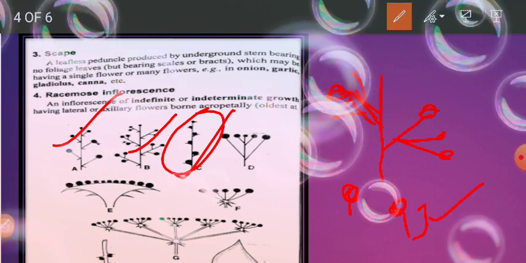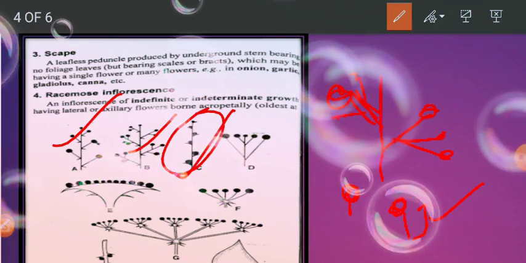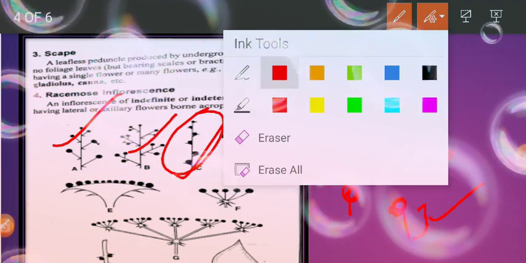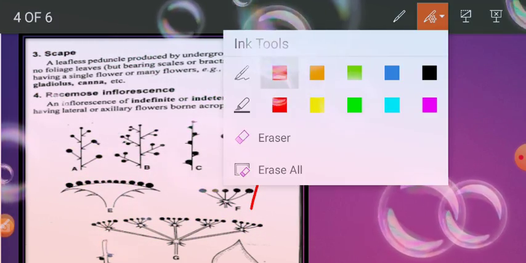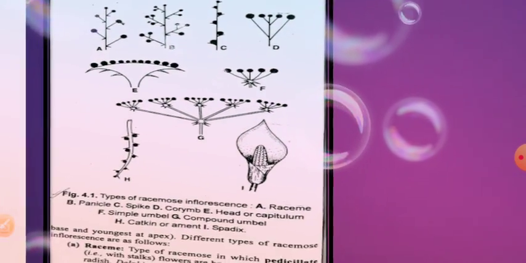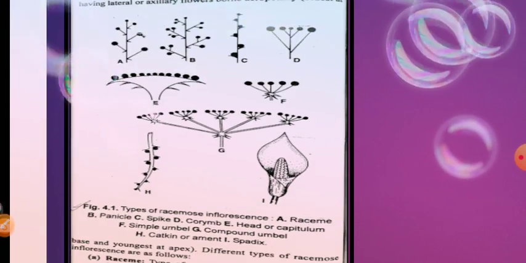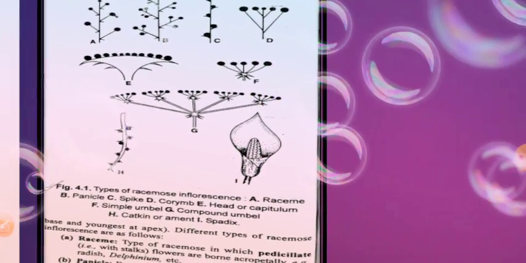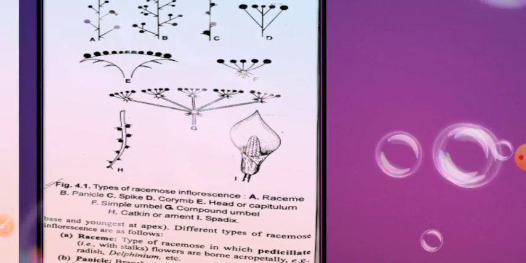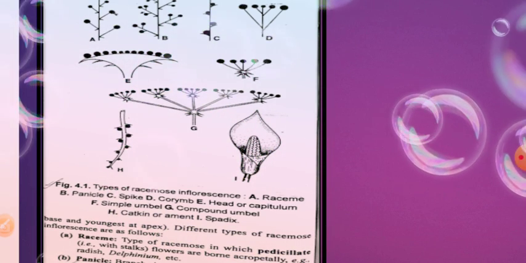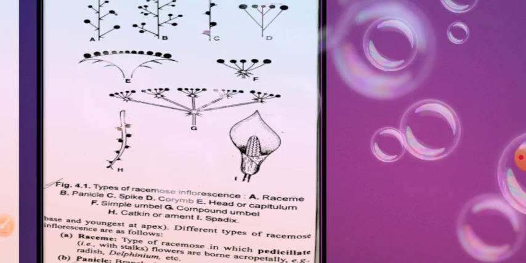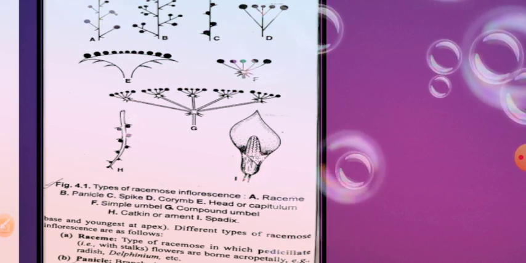Then ament and catkin type. For example, here is the diagram. This one is the catkin or the ament type. Here it says that it is a type of the racemose in which the unisexual, epiphyllous and deciduous, usually bracteate flowers are borne acropetally, or the spike of the unisexual flower.